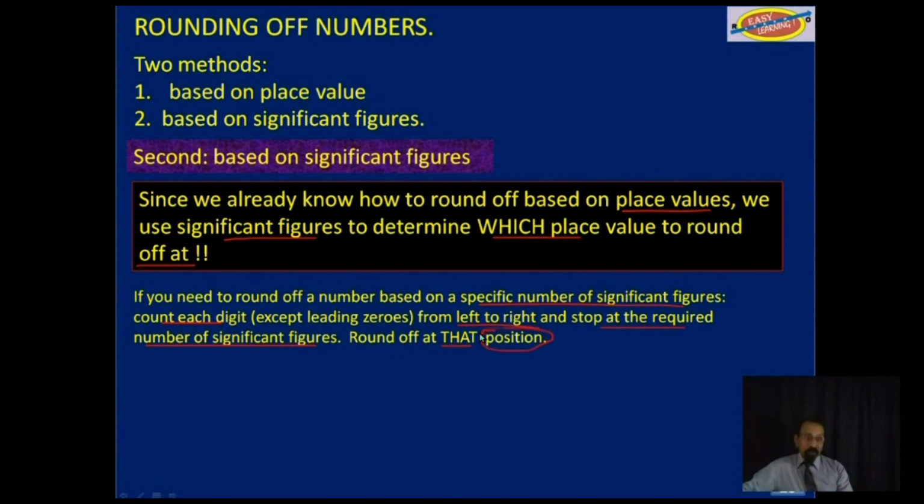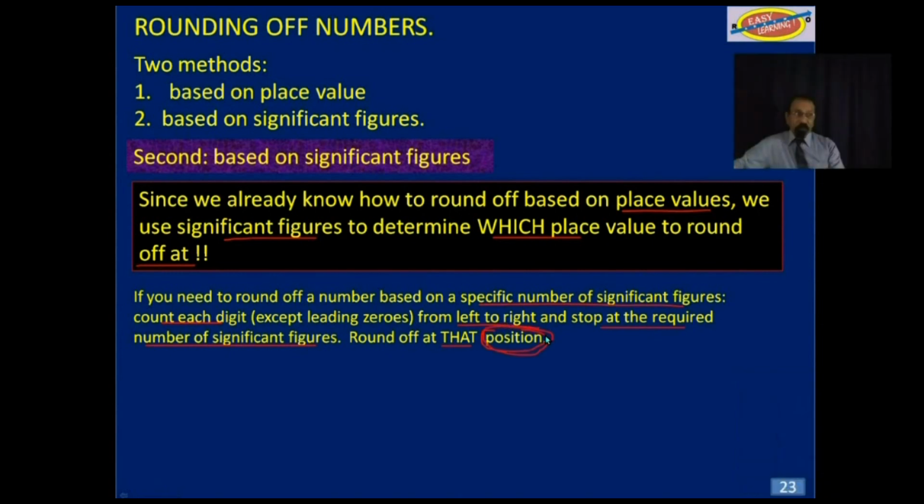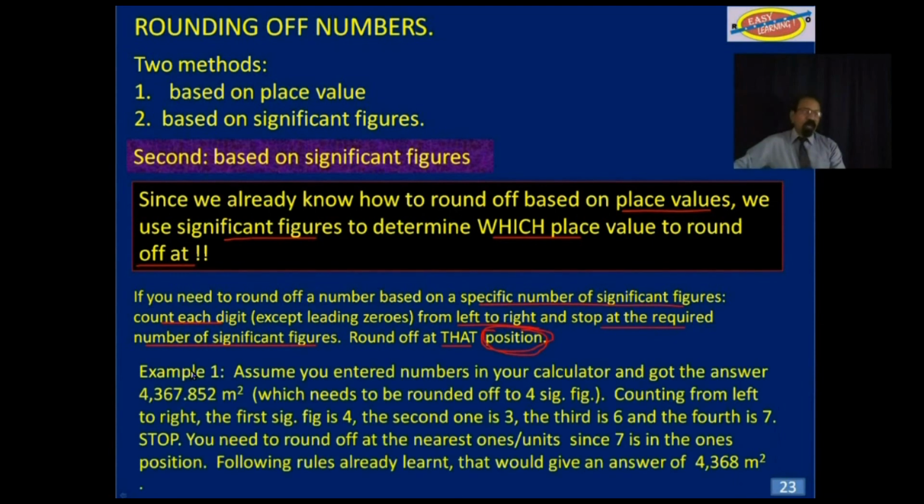Now we know how to do this. We just looked at that. For example, if you have this number here and you want to round off to 4 significant figures, you count 1, 2, 3, 4. This digit is greater than 5. Drop everything here and increase that 7 to 8, so we get 4,368.